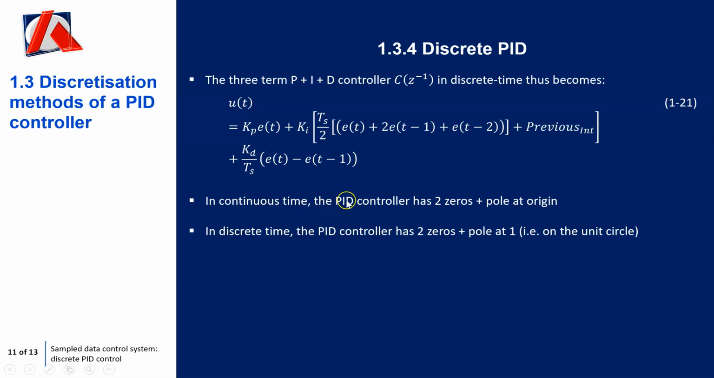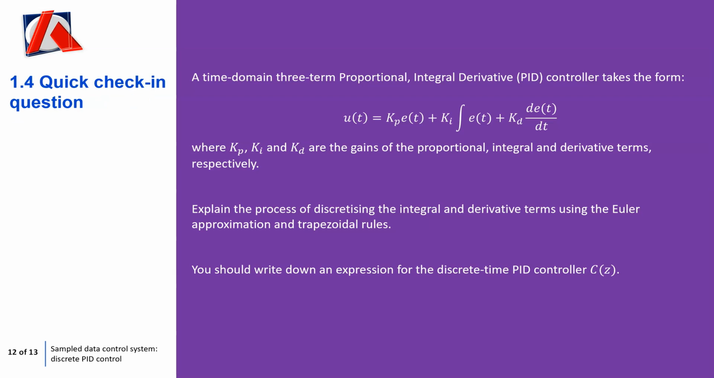So in continuous time, the PID controller has two zeros and a pole at the origin. In discrete time, the controller has two zeros and a pole at 1, i.e. on the unit circle. So again, you're noticing this mapping between the pole being at the origin and the pole being at 1. You've seen that a few times so far.